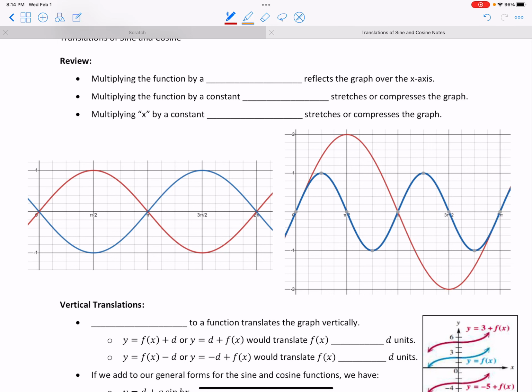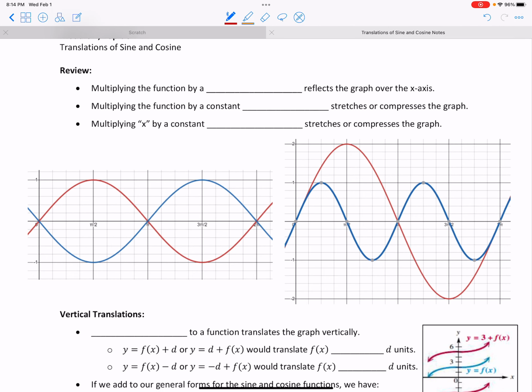Hello and welcome to our lesson on translations of the sine and cosine functions. So let's recap so far what we've talked about in terms of transformations.